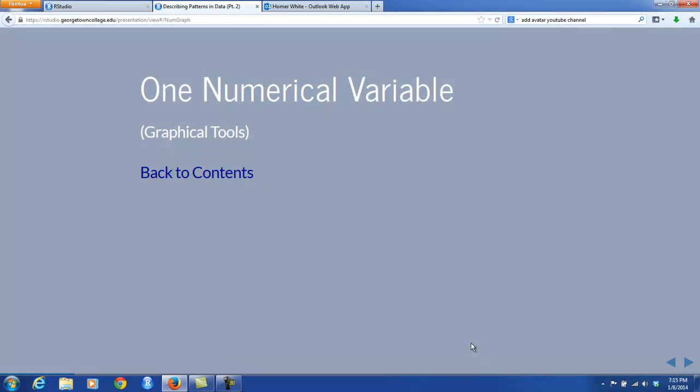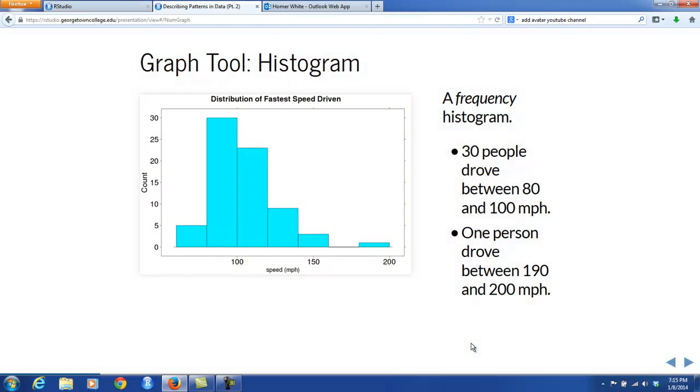So, back to one numerical variable, the graphical tools. Our first graphical tool is a histogram, and there are several types of histograms depending on what you want to see along the y-axis. What you're looking at right now is a frequency histogram of the fastest speed driven for the students in the Math 111 survey.